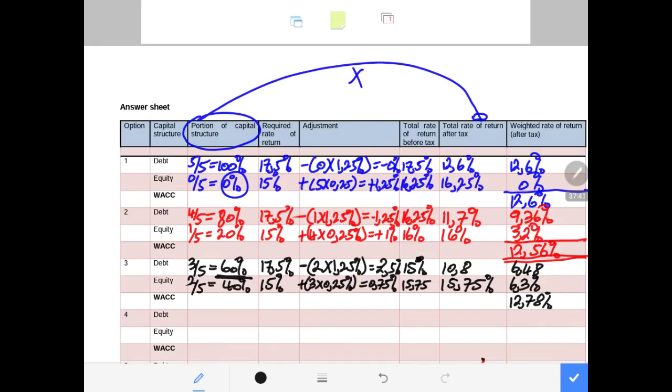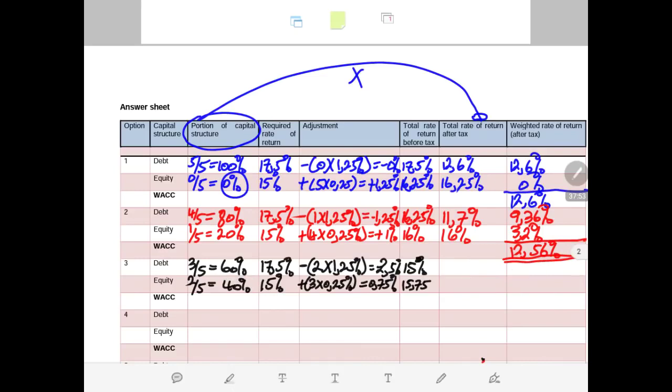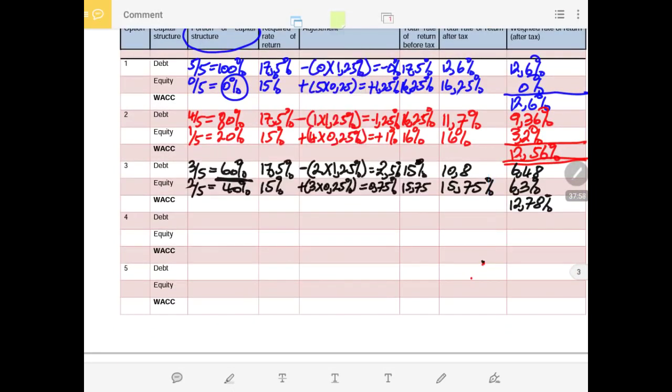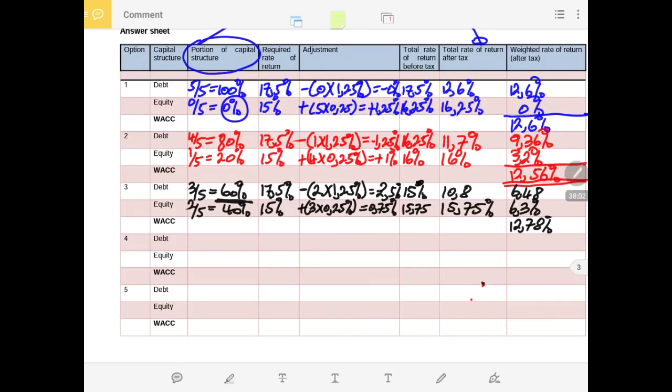The best one so far, 12.6% and 12.56. The best one so far is still option number 2. We don't know. We still have other funding options that we need to look at, other options that we need to thoroughly investigate. Now we go to the next one.